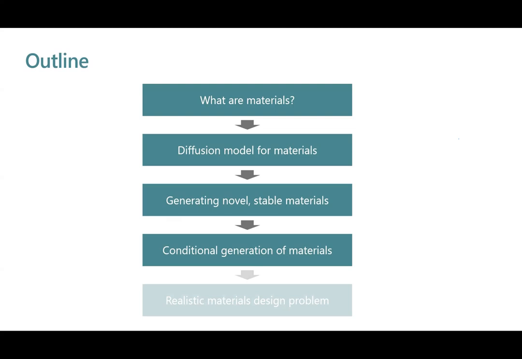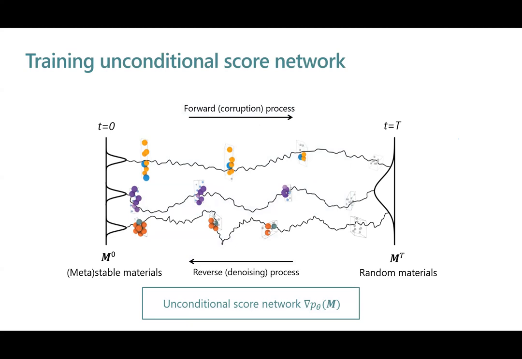Okay, so far we've been talking about the unconditional score network, which is just generating normal and stable material. But this is not very useful because the eventual goal is that you want to generate materials that are useful, right? So you want to generate a battery material, you don't want to generate a random material. So therefore, it's quite important to be able to do conditional generation.